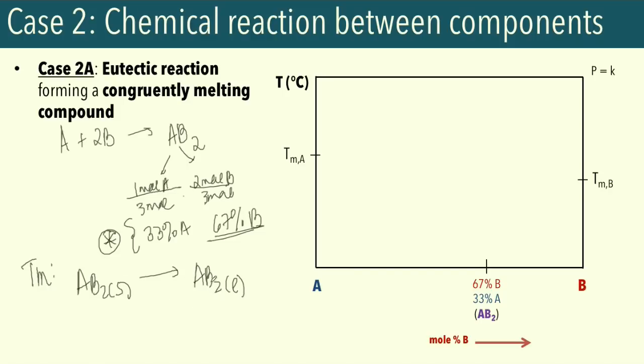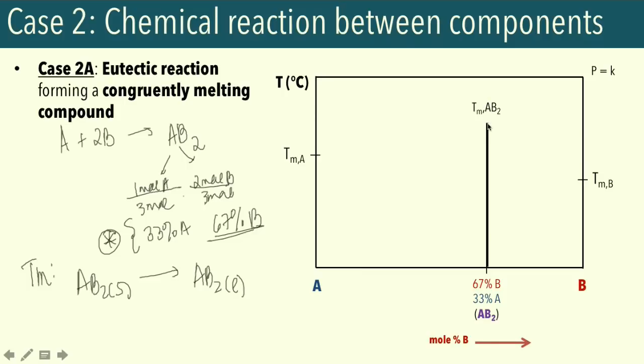If we plot out the melting temperature of AB2, keep in mind along this composition, we're just going to have AB2 because we have the right amount of A and B in our mixture. So we'll have an entire line here that represents solid AB2. This maximum over here represents the melting temperature of AB2. Beyond this temperature, we're going to have liquid AB2.